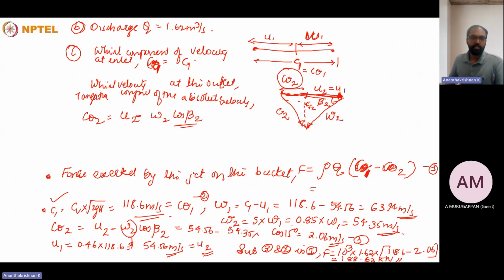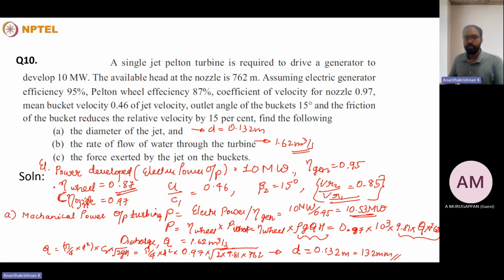So that solves this particular problem. So this is a basic problem on Pelton turbine where we had to calculate the diameter of the jet from the discharge value or the rate of flow of water through the turbine, and using the whirl component difference between the whirl component of the actual velocities at the inlet and the exit, we can calculate the force exerted by the jet on the buckets.